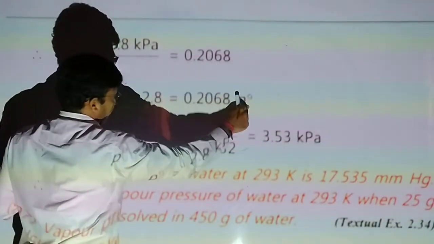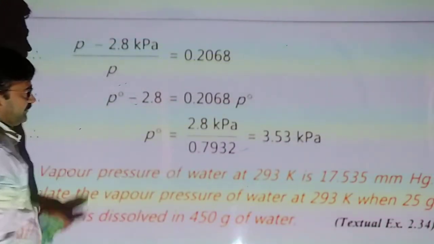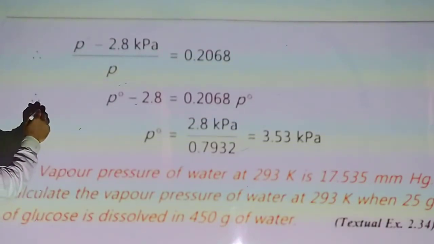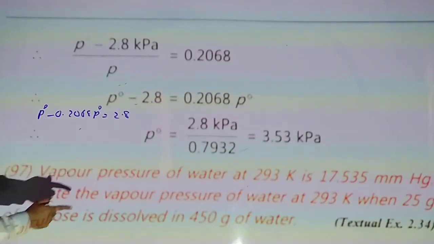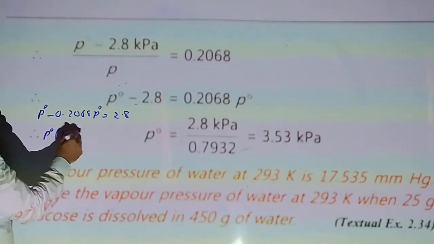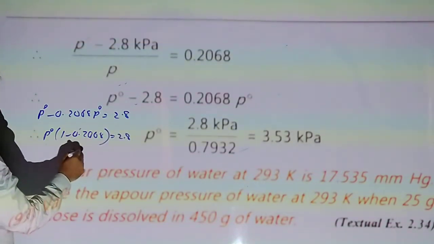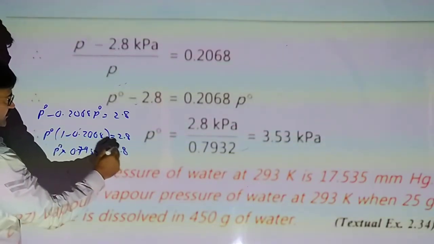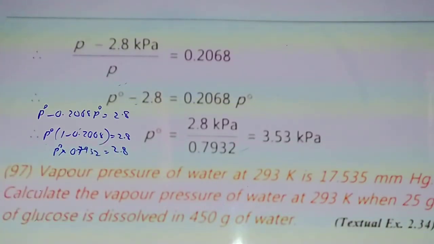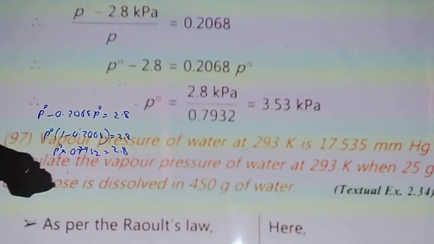So P degree here, multiply. P degree will be 2.8 kilopascal upon, here P degree minus 0.2068 P degree equals 2.8. Here P degree common, so 1 minus 0.2068 is 0.7932. So 2.8 divided by 0.7932 gives 3.53 kilopascal. Here we have taken the value in kilopascal, so the answer will be in kilopascal.